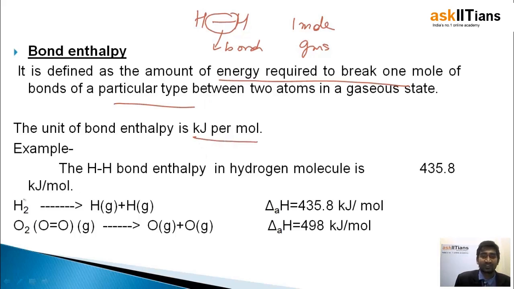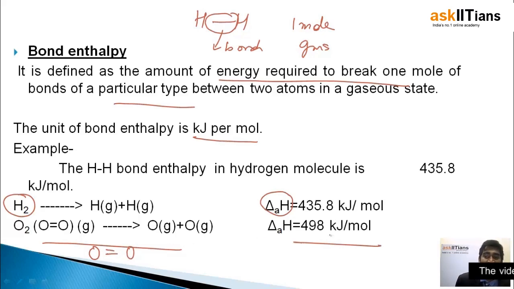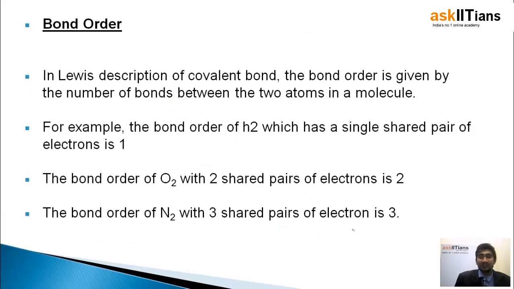You can see here with the H2 molecule, if I provide the bond enthalpy, the energy delta H required for H2 going to H plus H is 435.8 kilojoule per mole. Similarly, for oxygen, it is 498 kilojoule per mole. For example, O is double bonded, so to break this double bond, the energy required is 498 kilojoule per mole. That's it.